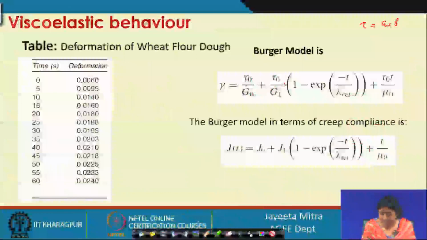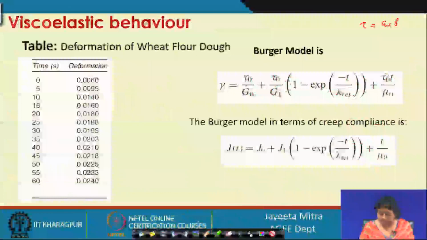Then, because of the combined parallel system of the Kelvin model that is there, the exponential decay term will be there: tau 0 by G 1 into 1 minus exponential minus t by the retardation time. Here it will be retardation, the creep will be retarding. So, lambda ret, plus tau 0 t by mu 0.